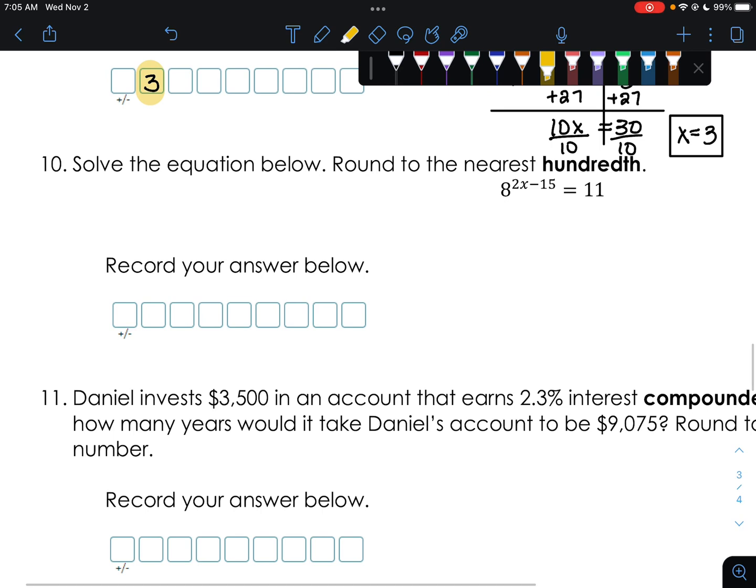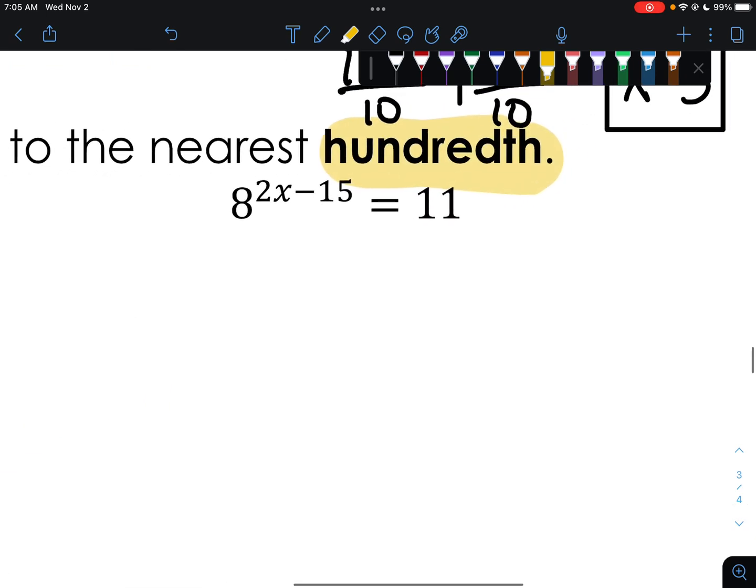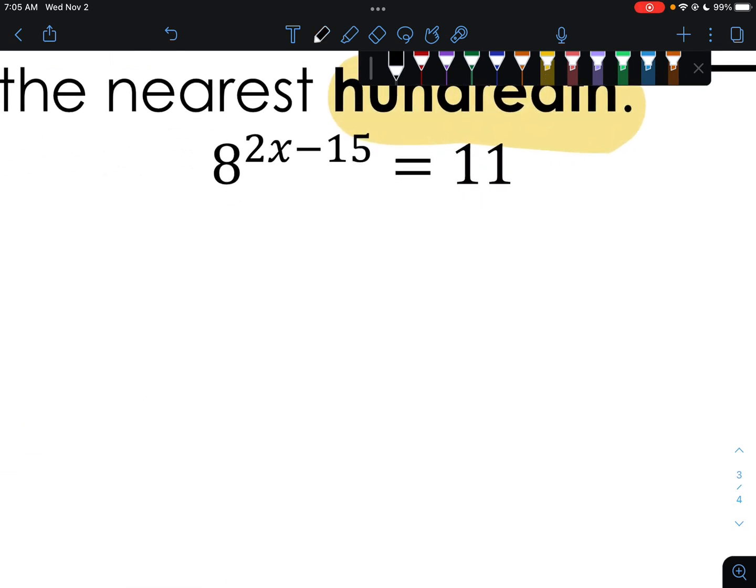Next one, solve the equation below, round to the nearest hundredth. That means 2 decimal places. Okay, so here we go. We try to rewrite it using the same base, but there's not a way I can rewrite 11 to be the same base. So therefore, I need to change its form. So that's what we're going to do.